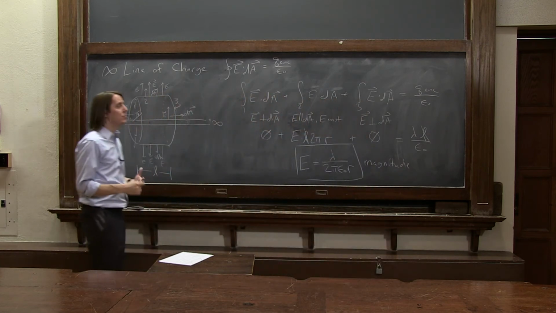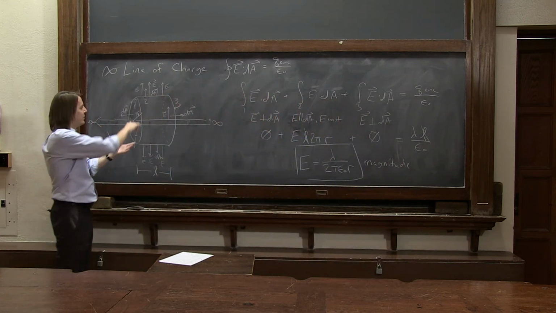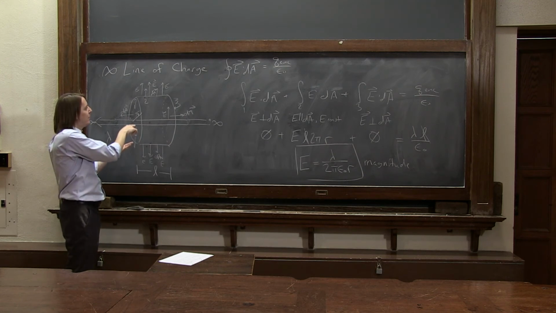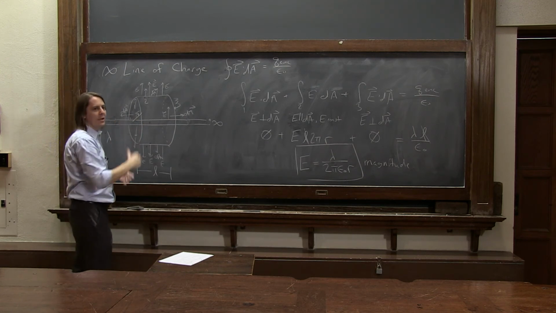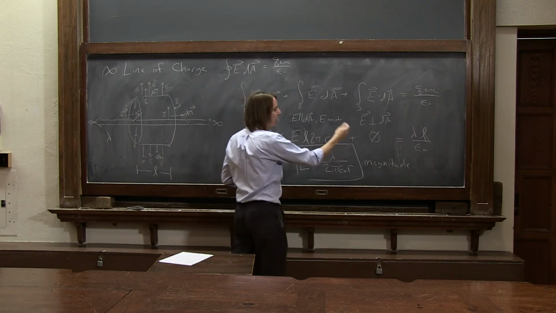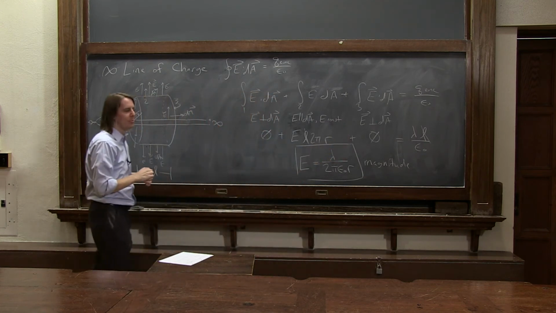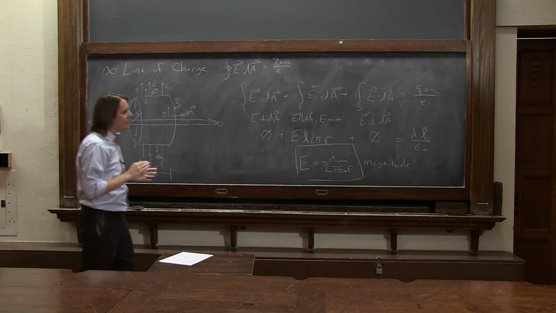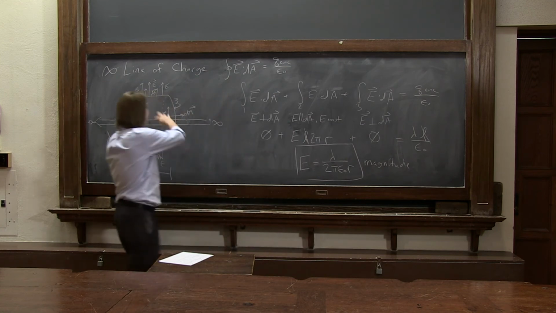We could give it a unit vector if we wanted to. It's the symmetry that told us the direction. From the symmetry, we know the direction is out in the radial direction. So if we wanted to, we could make it an r hat, or whatever coordinate system you set up. But the key is we found the magnitude. The other key is we found the magnitude of the field everywhere.